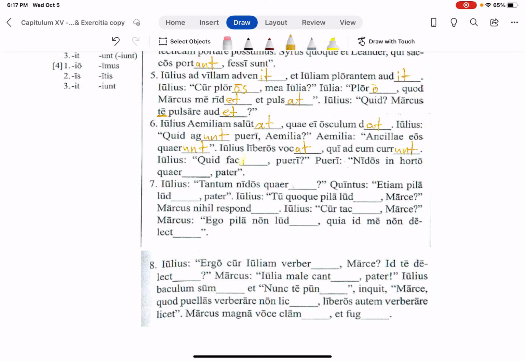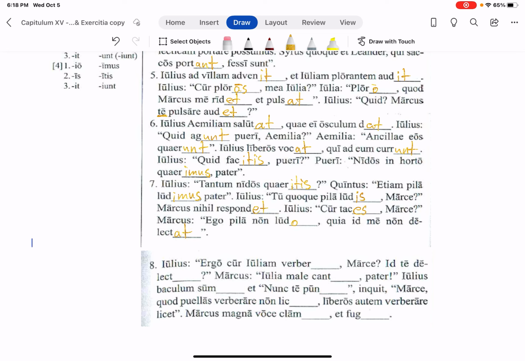Julius, quid facitis, pueri? What are you doing, pueri? Pueri, nidos in horto quaerimus, pater. We are searching for nests in the garden, father. Julius, tantum nidos quaeritis? Quintus, etiam pila ludimus, pater. We're also playing with the ball. Julius, tu quoque pila ludis, Marce? Marcus nihil respondet. Cur taces, Marce? Marcus, ego pila non ludo, quia id me non delectat.